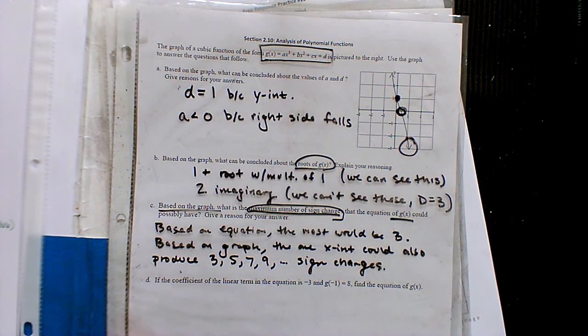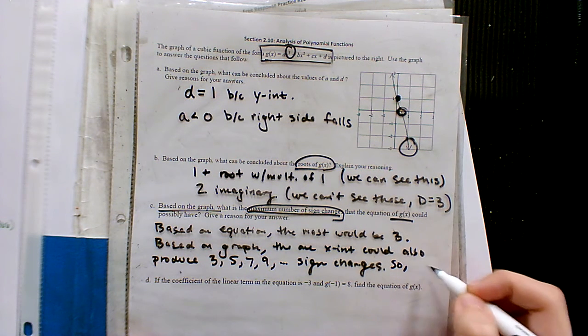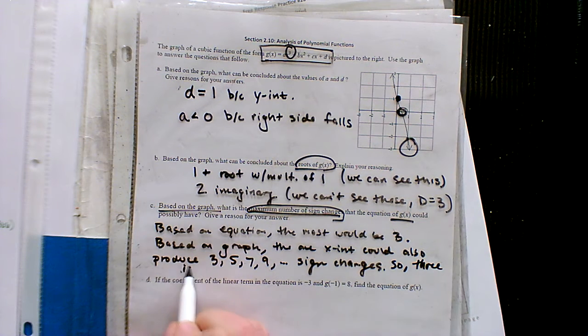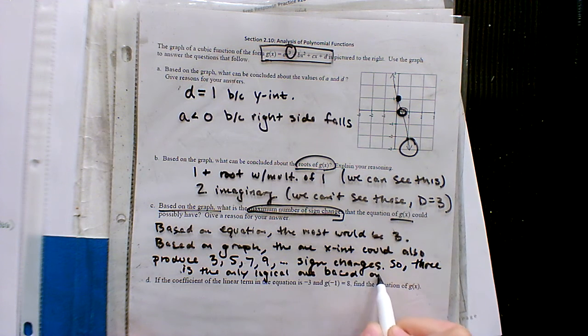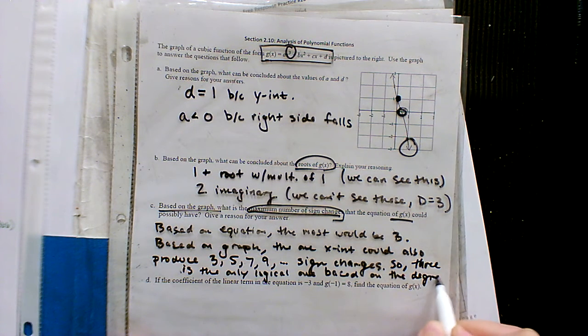But if we look at the equation itself, we only have so many terms, and we also know that the degree is 3. So there's no way we could have 5 sign changes, because that would mean we have a possibility of 5 x-intercepts, and we can only have at most 3. So it's kind of using Descartes' rule of signs backwards, if you will, as kind of a thinker. So 3 is the only, we'll say, logical one based on the degree.